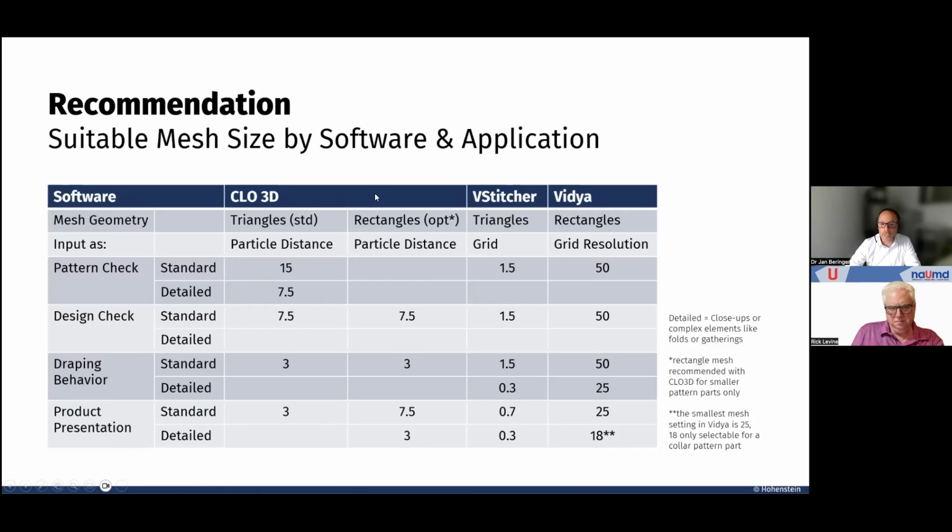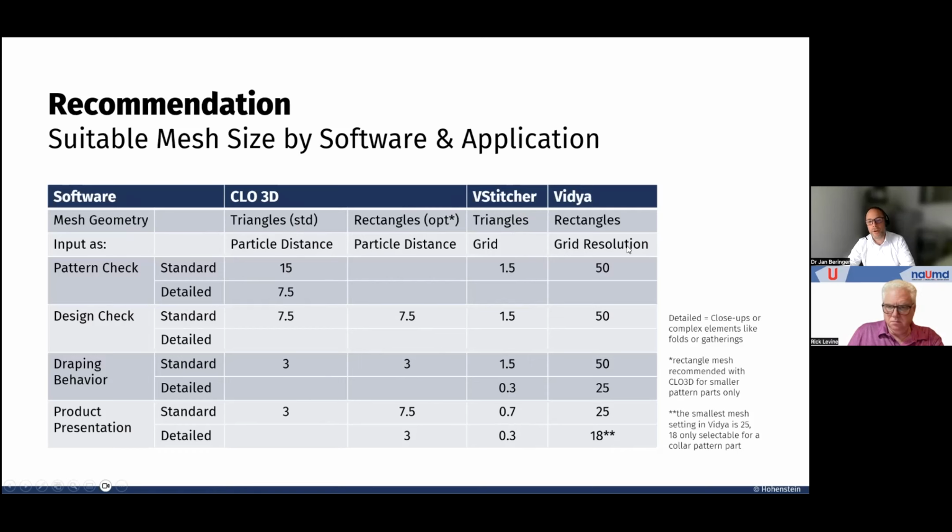So for CLO 3D, we have found out these requirements. For standard, triangles; rectangles can be optional in CLO. And for the particle distance, 15 to 7.5, and for detailed 7.5 to 3. Same here for the rectangles. For VStitcher, there's only an option for triangles, and the unit is the grid in VStitcher. You can see for the standard it's 1.5, and for the more detailed sections, it's 0.3 or, representatively, 0.7.